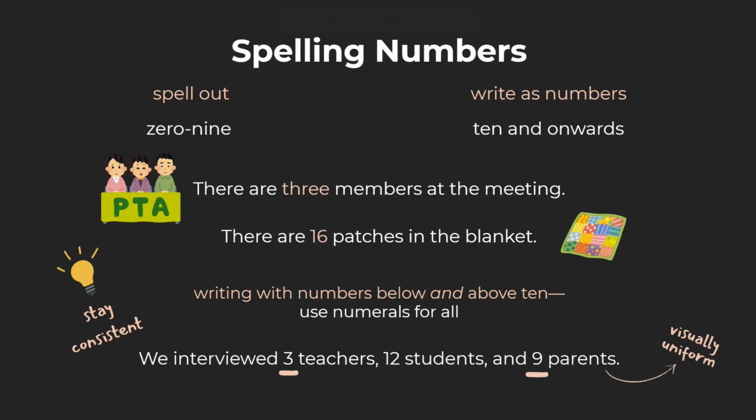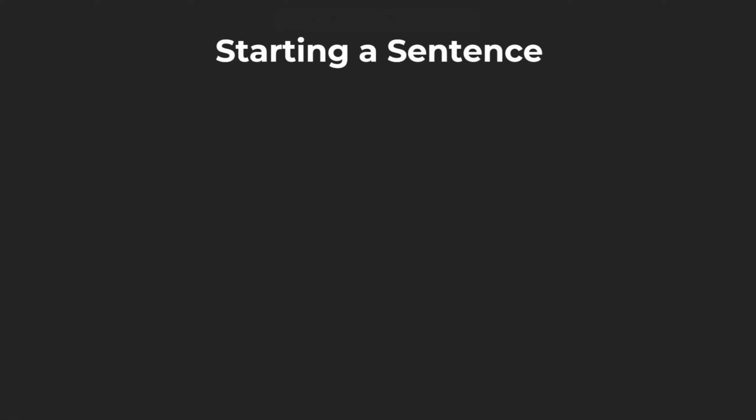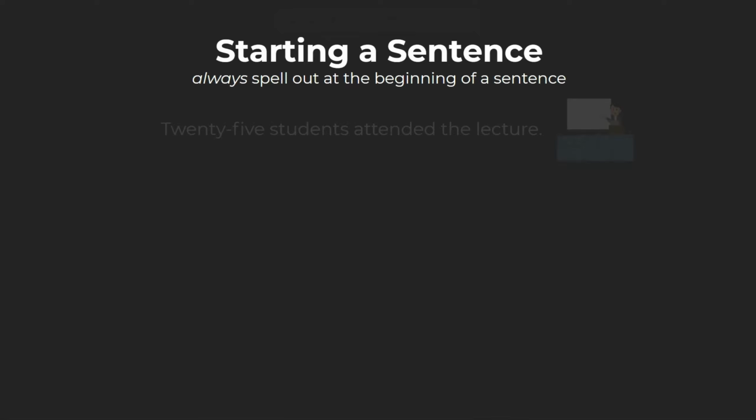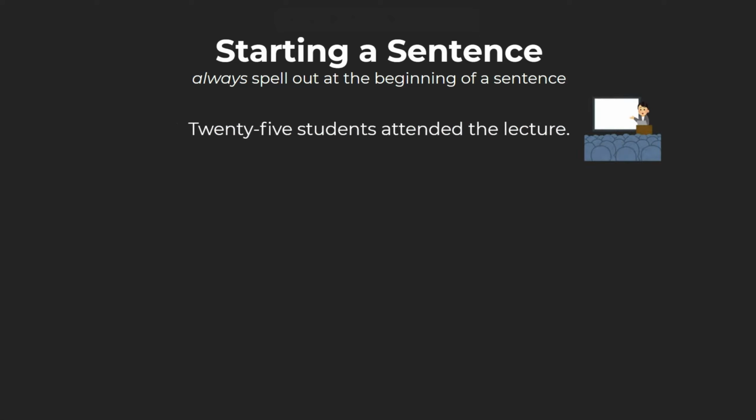Another important rule relates to numbers that start a sentence. Regardless of how large the number is, you should always spell it out if it comes at the very beginning of a sentence. For example, twenty-five students attended the lecture. Starting with the numeral 25 would look awkward and is generally avoided in formal writing.